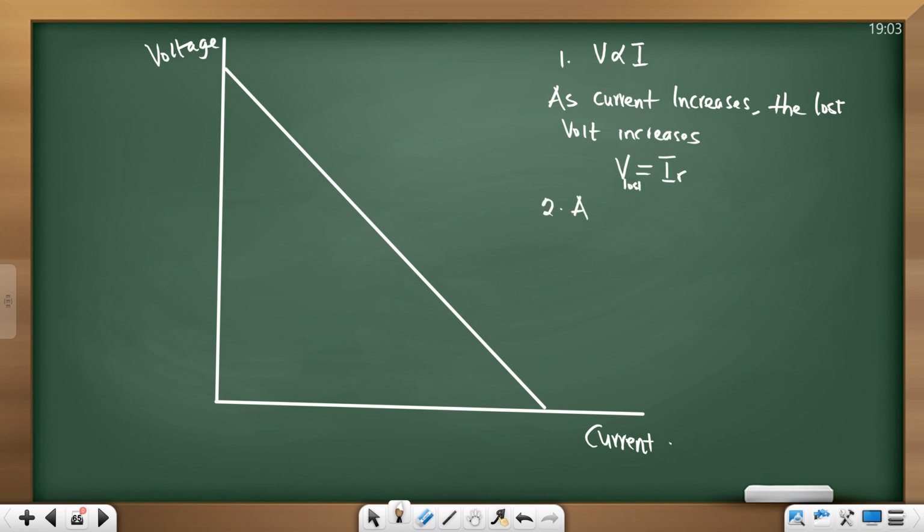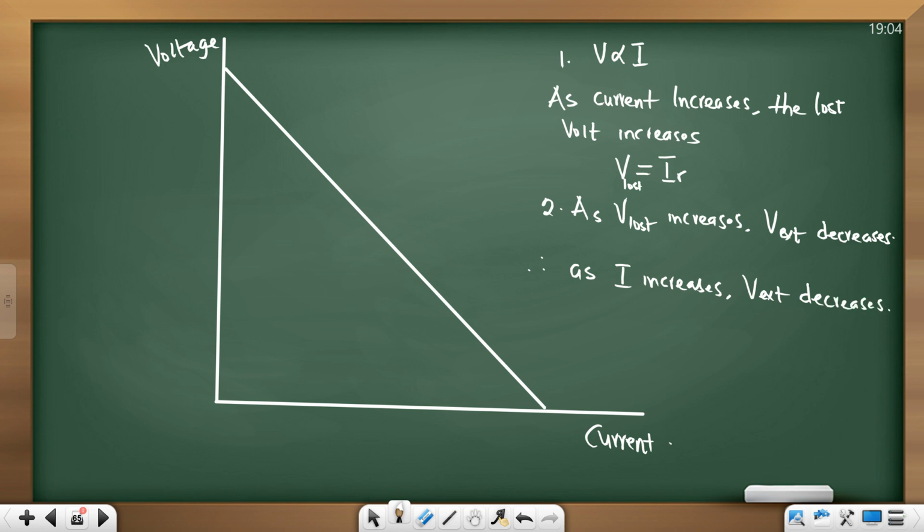Number two. This is V lost. As V lost increases, V external decreases. So if you check this graph, what do you notice? Finally, therefore, as I increases, I want you to check something. What's happening? V external does what? Decreases. But at a constant rate. That's why you have a negative graph.